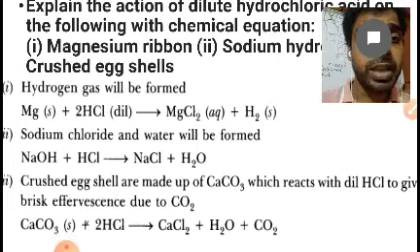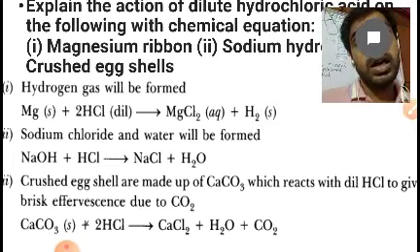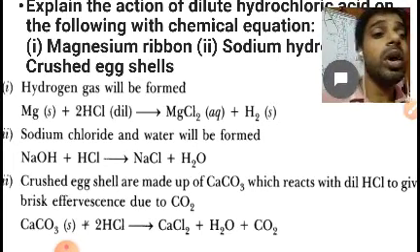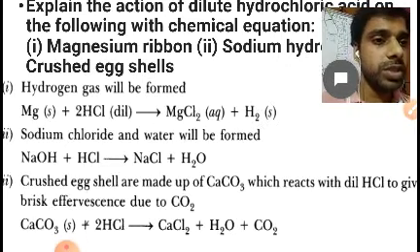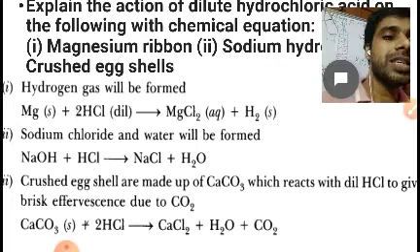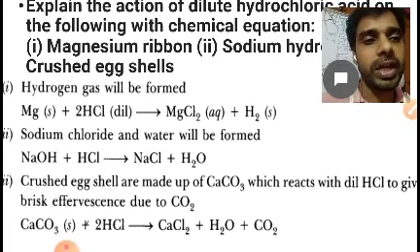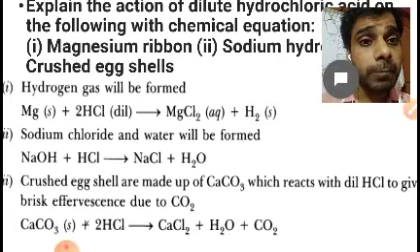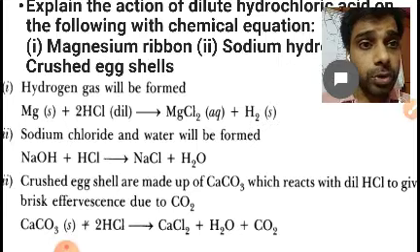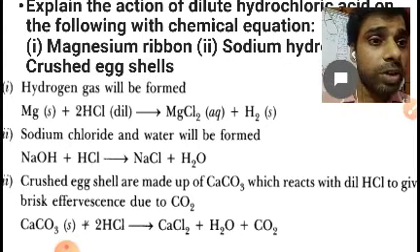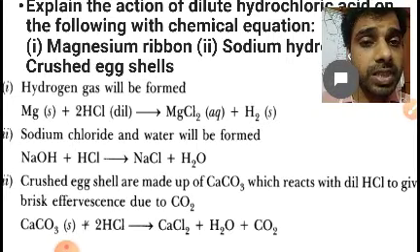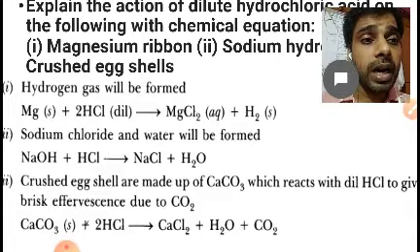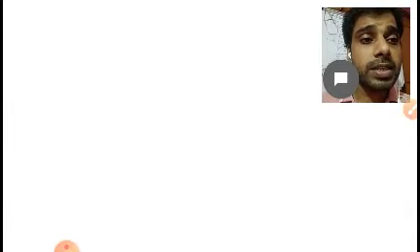Now the next one, a very important one: crushed egg shell. As a student, you should know crushed egg shell actually contains calcium carbonate. Calcium carbonate means CaCO3. So crushed egg shell contains CaCO3, and when CaCO3 reacts with hydrochloric acid, you can see, dear student, what we can show you.